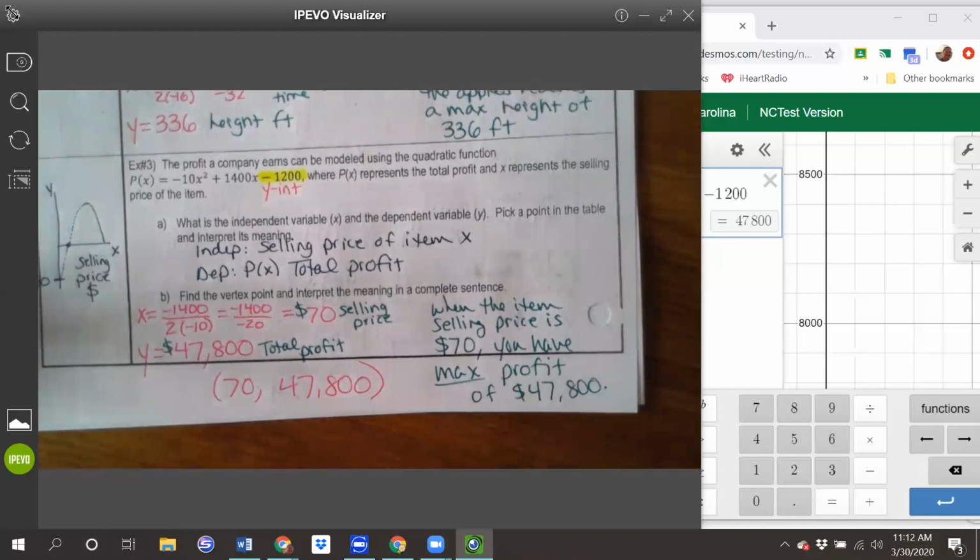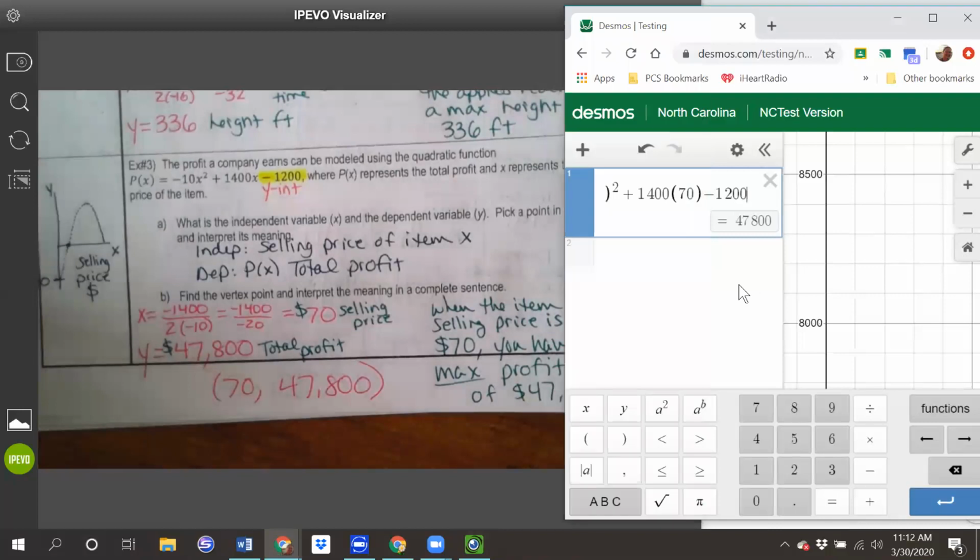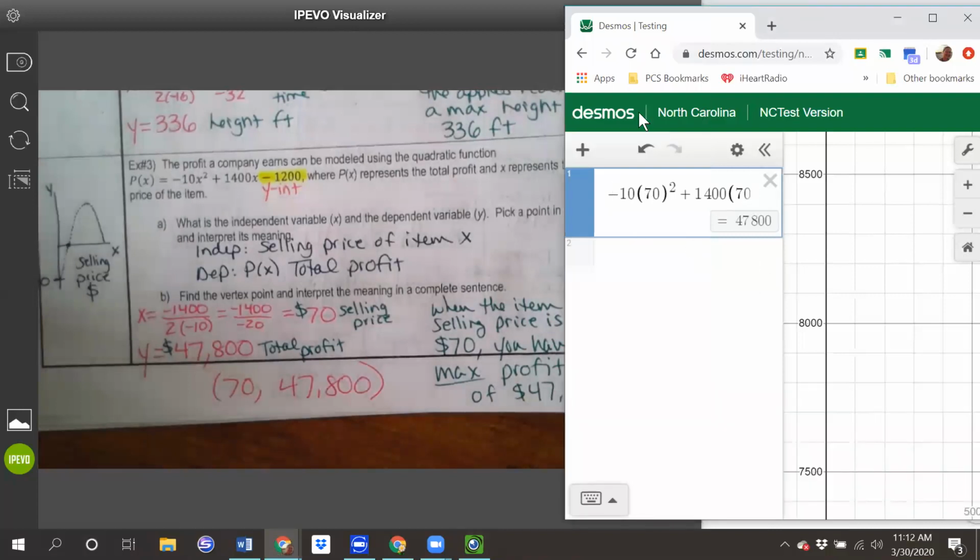If anybody figures out what the heck was happening with my dragging of Desmos, send me an email or a comment and let me know, because that was ridiculous. But anyways, it's okay because we just used algebra instead.